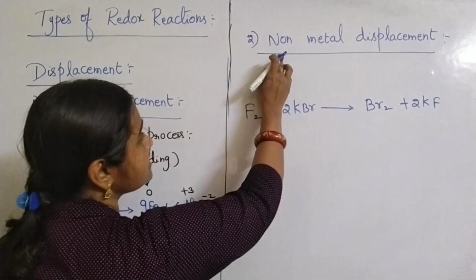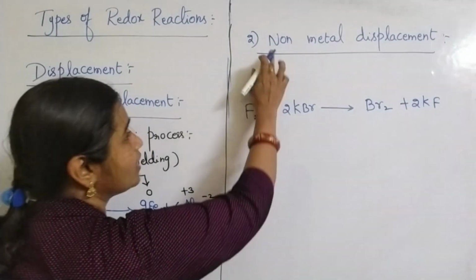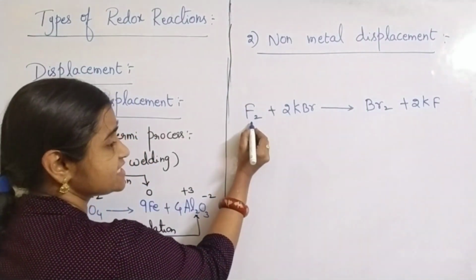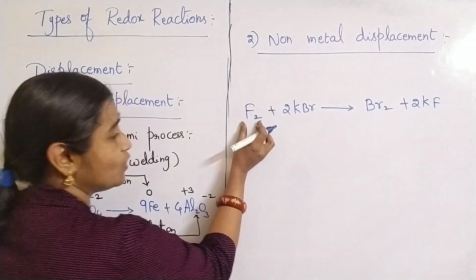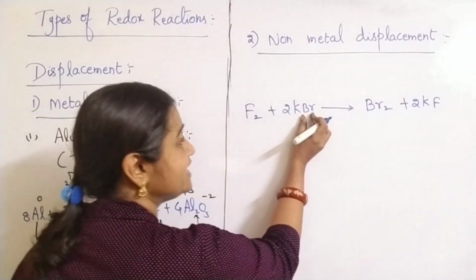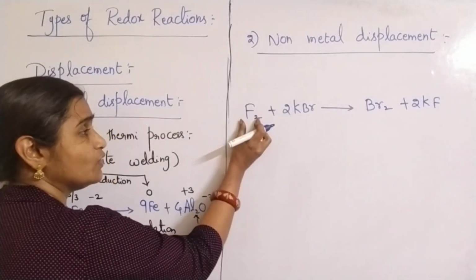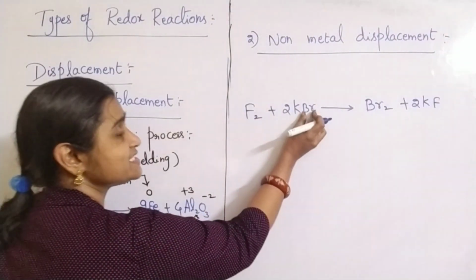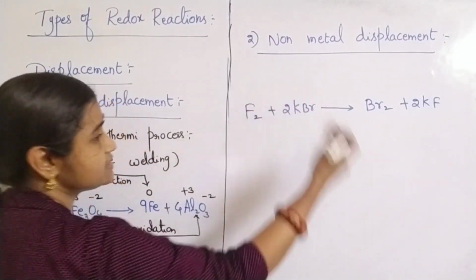Now let us see one example for non-metal displacement. Here the reaction is between F2 and KBr. Here fluorine is a more reactive non-metal in comparison with bromine. That's why fluorine, a highly reactive non-metal, can displace a less reactive non-metal from its salt solution.